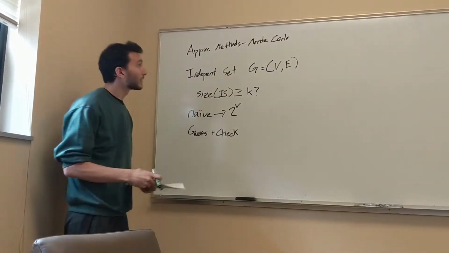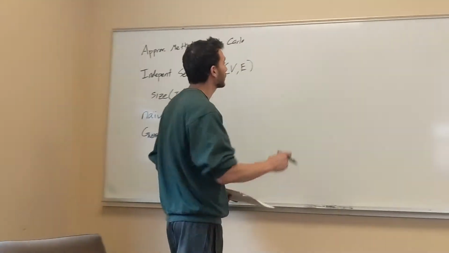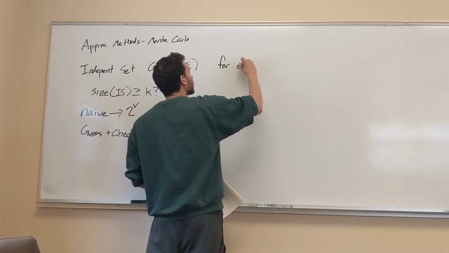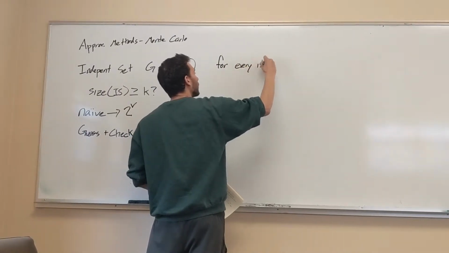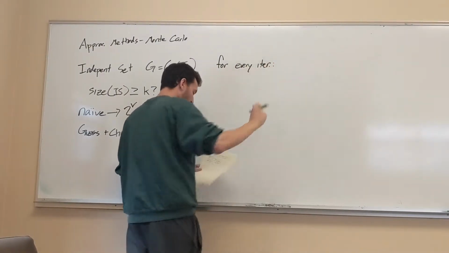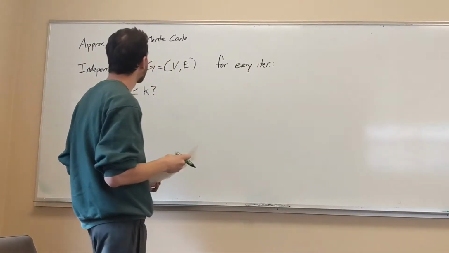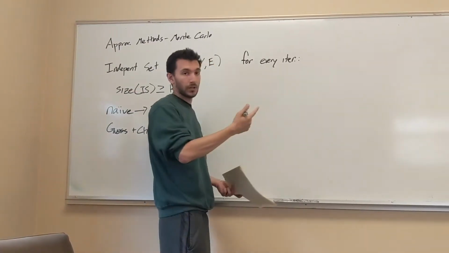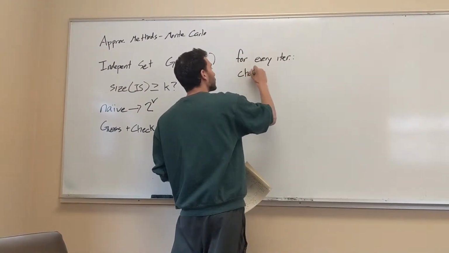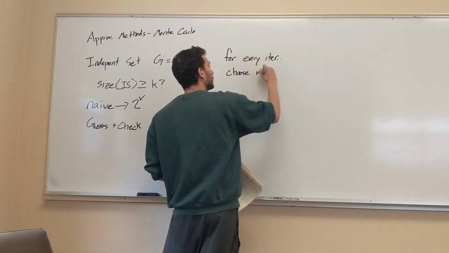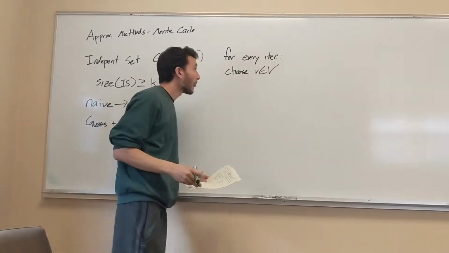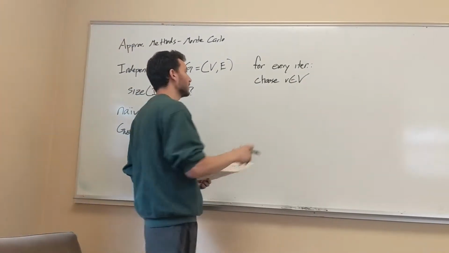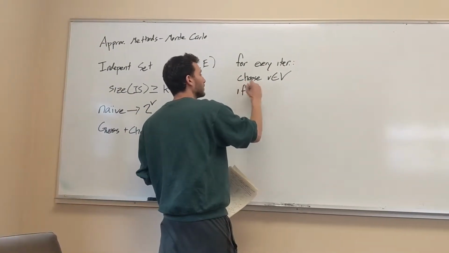So how are we going to do this? We will write the pseudocode as follows. For every iteration, we will pick a vertex in V uniformly and randomly. Choose a v in V. And then from that, we will compare it to our independent set at time t. This gives us a few cases.